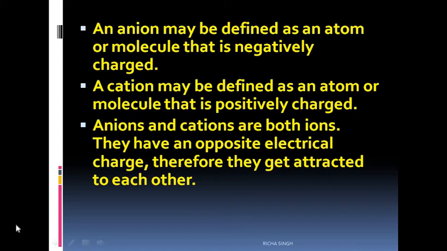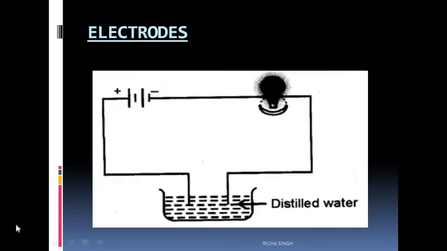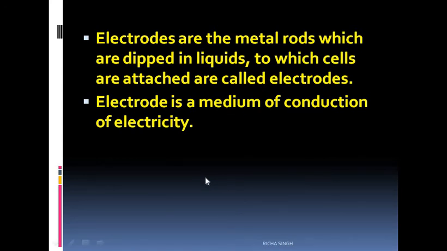Okay. So let's see what our next term is. Next is electrodes. Electrodes can be a metallic wire or a rod, or it can be a plate also, through which electric current is entering or leaving the electrolytic solution. Here you can see distilled water is there. These two rod-like structures are the electrodes. They are dipped in liquids to conduct electricity and to see whether the solution is an electrolyte conducting electricity or a non-electrolyte solution.